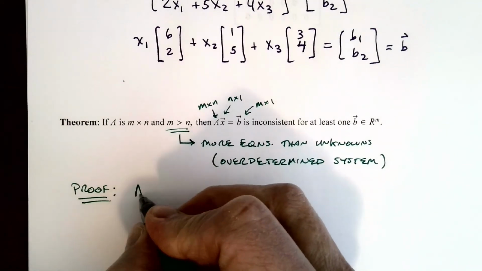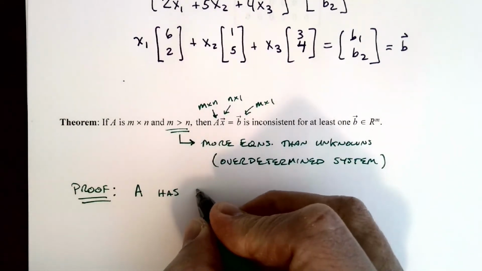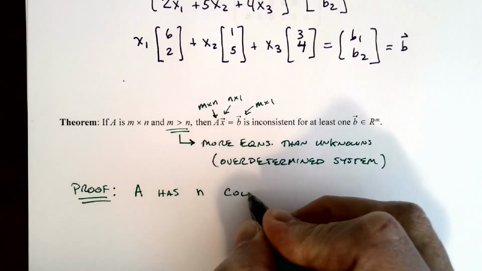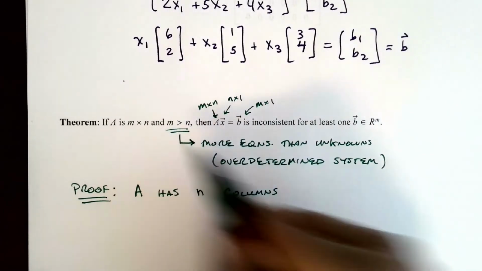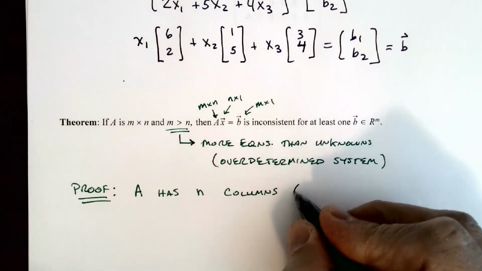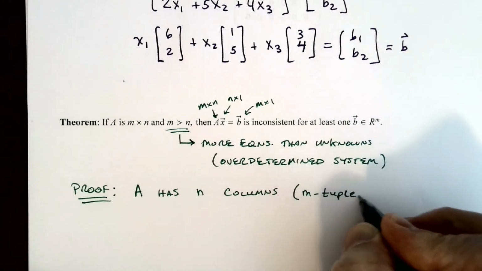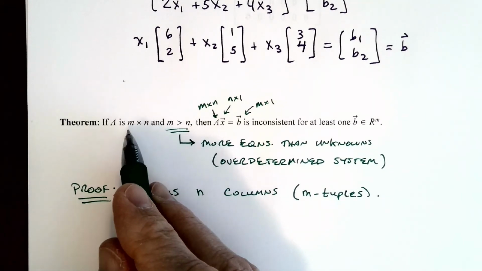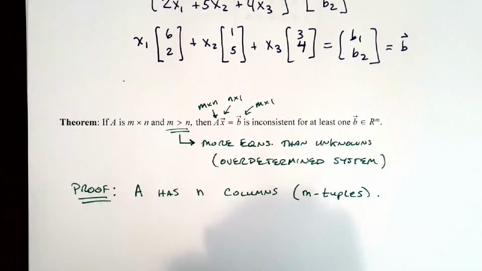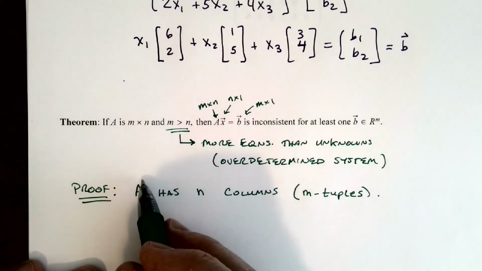And so this is a nice little thing we can prove, and pretty clear here. Let's see, the matrix A has n columns, right? A is m by n, it has n columns, and those columns are what? M tuples. All right, we talked about that, right? Because the number of rows is m, each column is m long, if you will. It's an m tuple, because there's m rows in the matrix A.